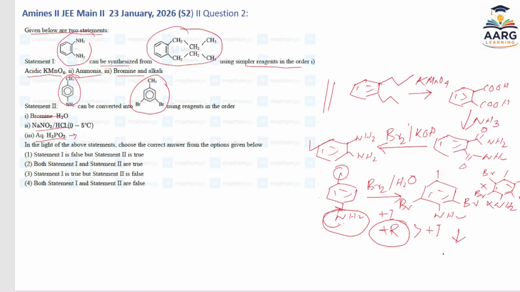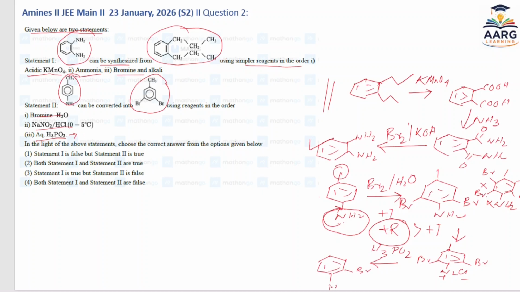So this on reaction with NaNO2, this is also a well-known reaction, will give N2+Cl-, and bromo is here, and which on reaction with H3PO2, which is a reducing agent or deaminating reagent, will give hydrogen here, bromo here and methyl here. So statement 2 is also correct. Both statement 1 and 2 are true. 2 is the correct answer.